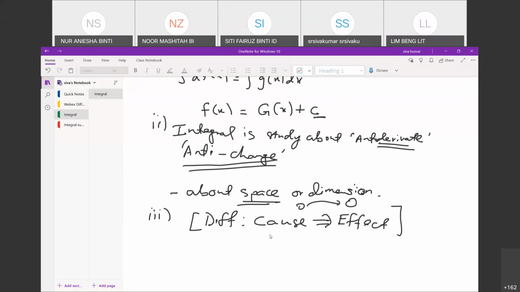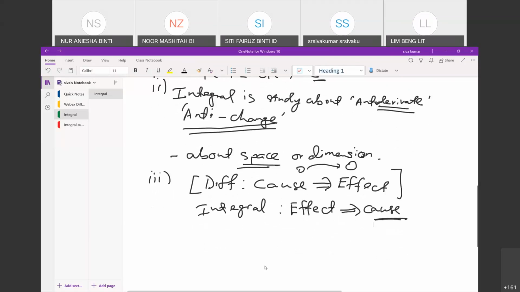But when you use the integral, it works opposite to this concept. Instead, you are looking at the effect, and later we analyze the cause of that. That means you see the effect first, and only then do you discover the cause of the effect. It means we analyze the space, and from that space you start looking for the cause. What is the cause of this effect?